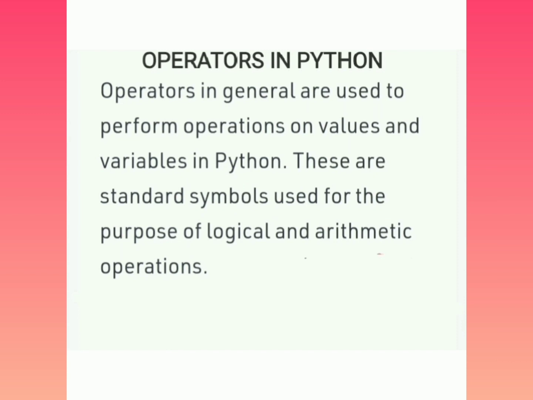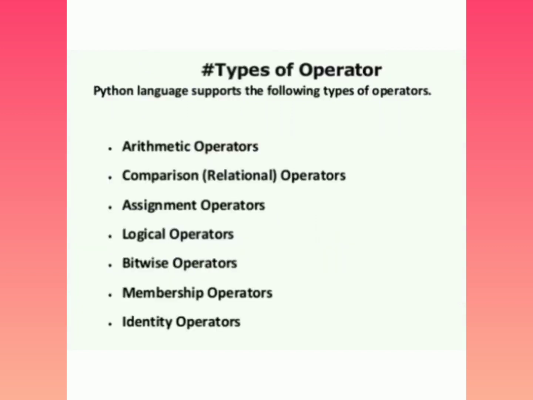Operations on values and variables in Python. These are standard symbols used for the purpose of logical and arithmetic operations. Types of operators. Python language supports the following types of operators: arithmetic operators, relational operators, assignment operators, logical operators, bitwise operators, membership operators, identity operators.